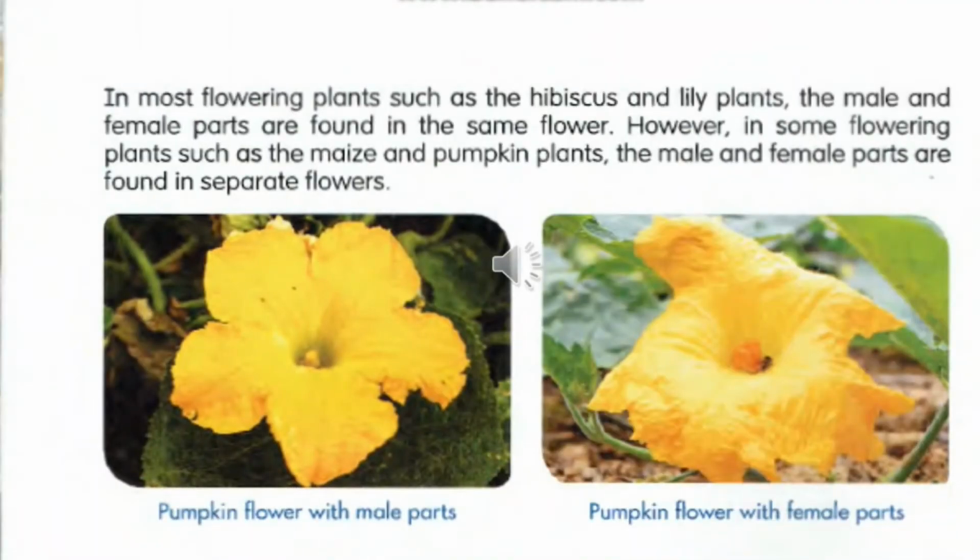In most flowering plants such as the hibiscus and lily plants, the male and female parts are found in the same flower. However, in some flowering plants such as the maize and pumpkin plants, the male and female parts are found in separate flowers. Pumpkin flower with male parts. Pumpkin flower with female parts.